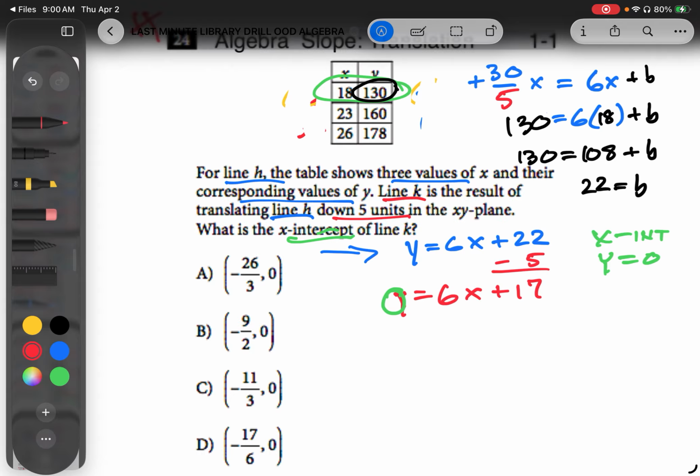I'm still smiling because I got a brain fart. We subtract 17 from both sides. So that means I'm going to have negative 17 equals 6x. And how do I solve for x? X equals, divide both sides by 6. Negative 17 over 6. So D is your answer. All right, that's pretty much it for that one.